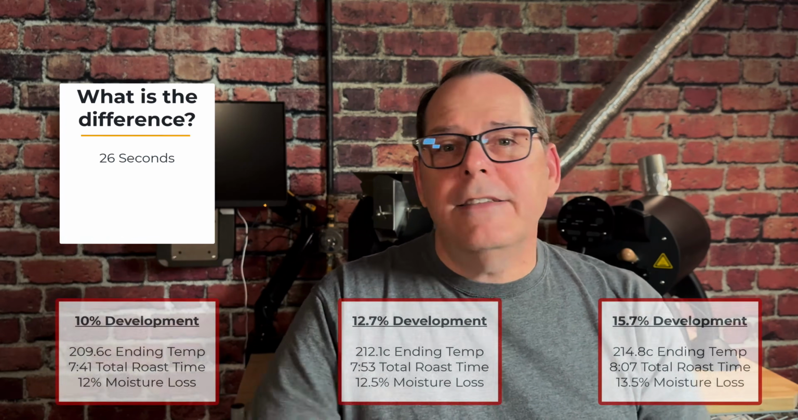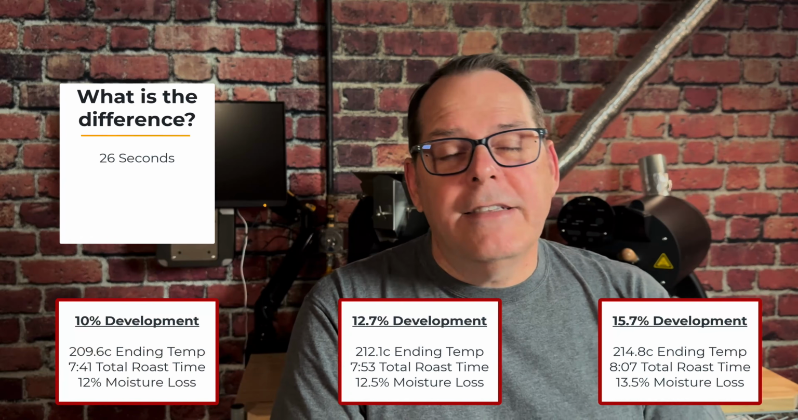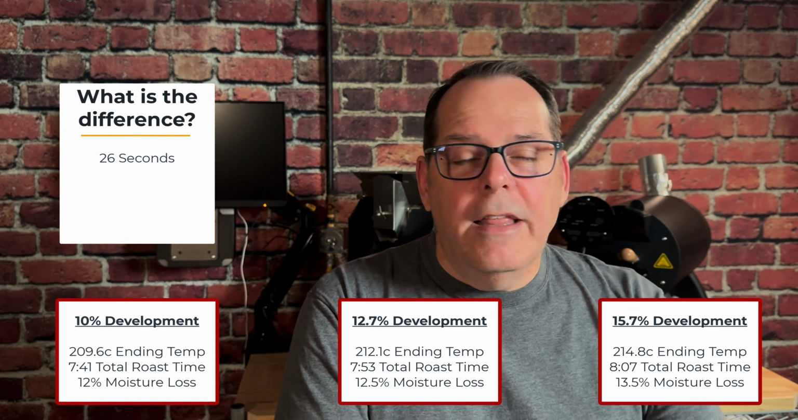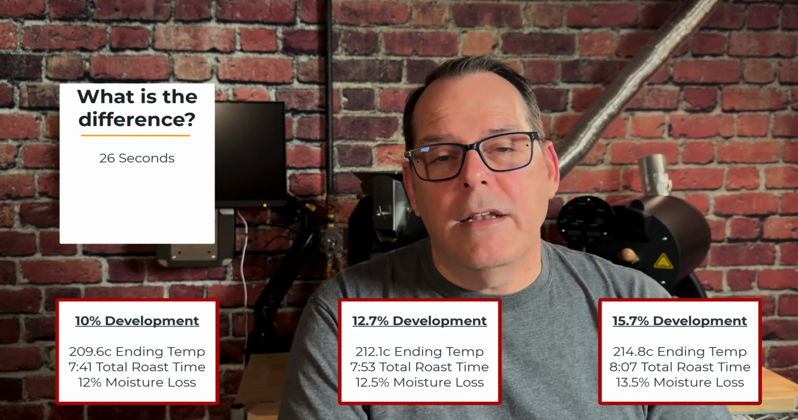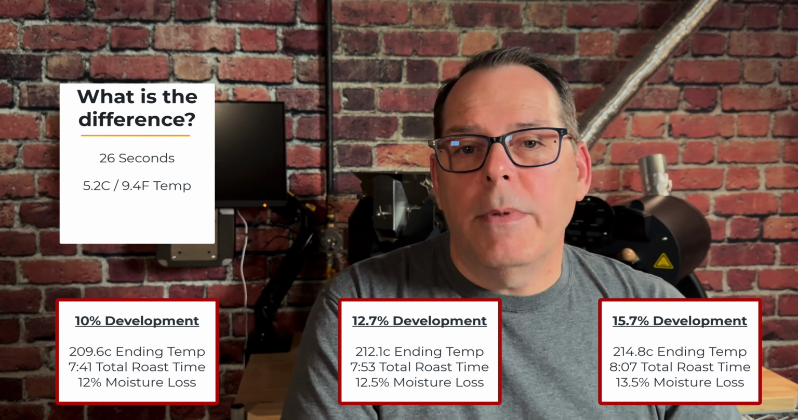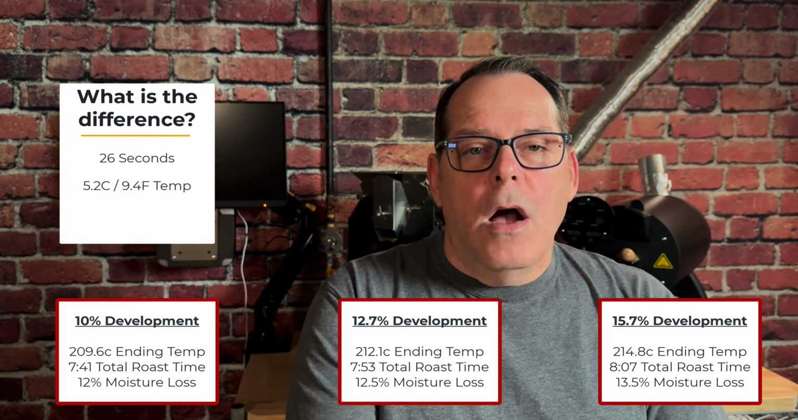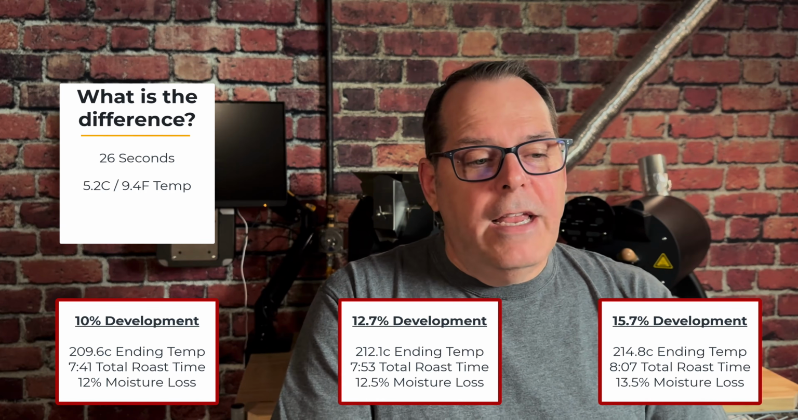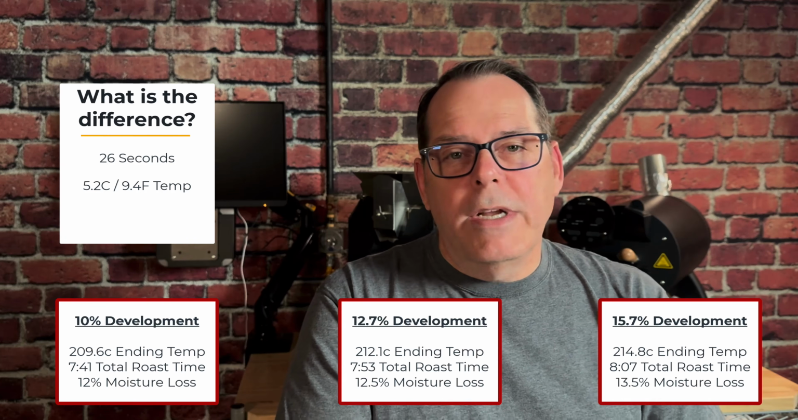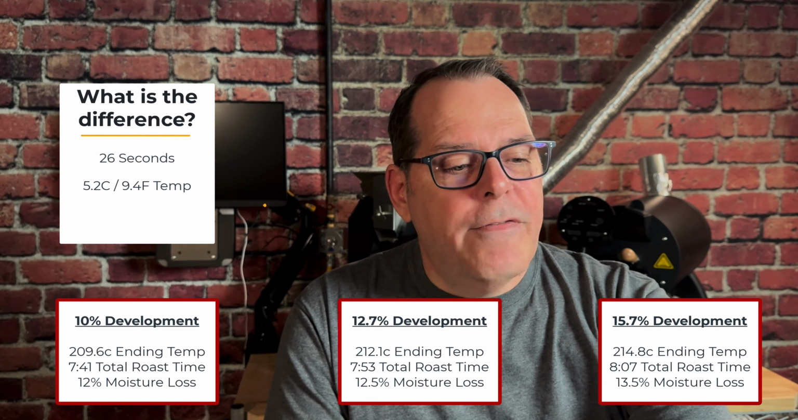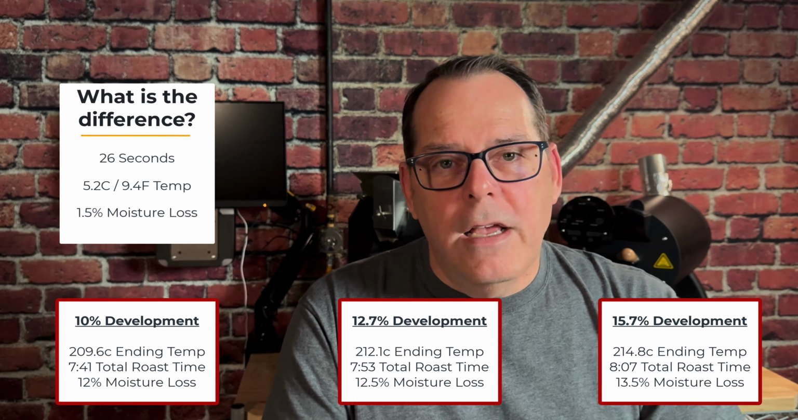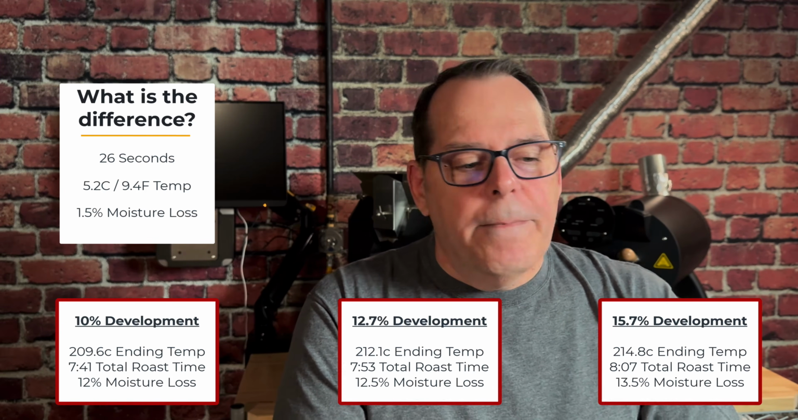But when you go from the lightest to the darkest, we're looking at a time difference of 26 seconds longer in development between the 10% and the 15.7%. 26 seconds is quite a while in development, and that's going to make a difference in the cup. That's going to affect how the coffee tastes. Also, we see that the temperature goes from 209.6 degrees to 214.8 degrees. That's like a 6-degree difference, and that is enough to taste.